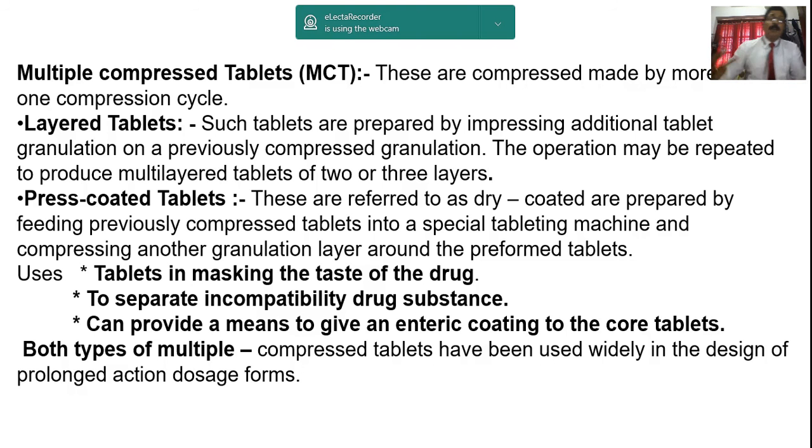And what do you mean by press coated tablets? Taking a matrix and pressing inside the active ingredient. Inside the matrix is the core material, and sometimes the core material is covered by means of a coat. So the core will be inside, and outside another material will be there. So there will be two, that is multiple compressed tablets. Why do you want to do this? To mask the taste of the drug, incompatible substances can be separated, and it can provide a means to give an enteric coating. Tablets can also be made by means of this technique.